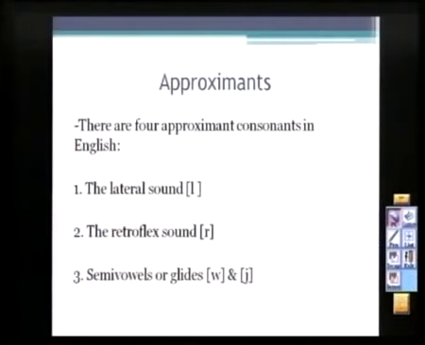We call these sounds semivowels or glides. Remember, the word semi means half. It's like they have a vowel. We're going to talk about this: why do we call them semivowels or glides? Let's start with the lateral sound la. Let's think about the sound la.